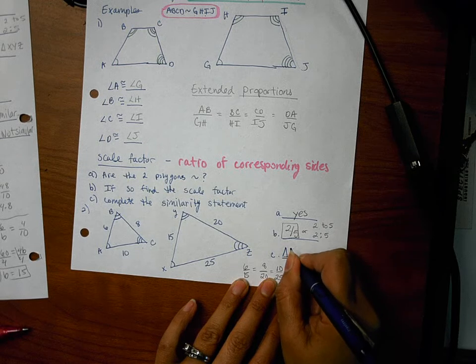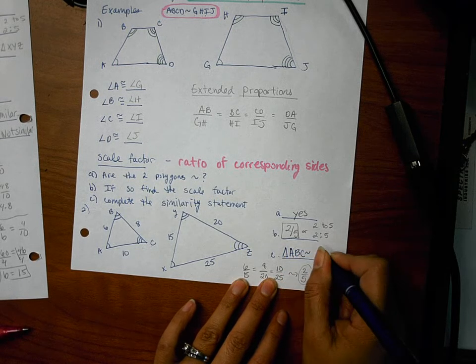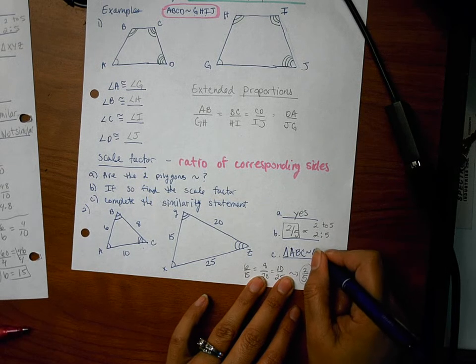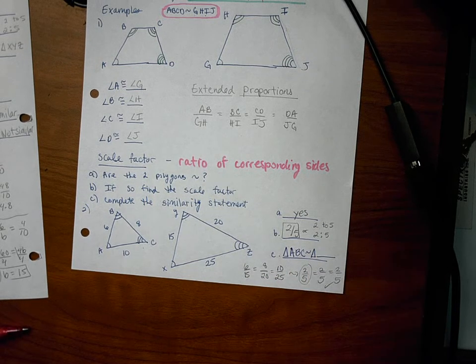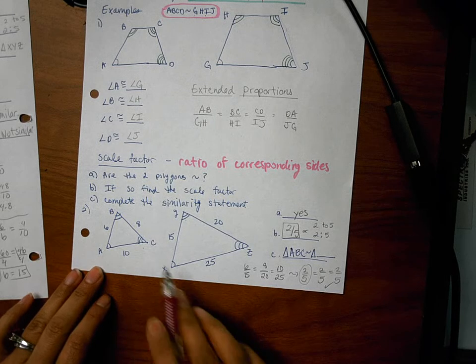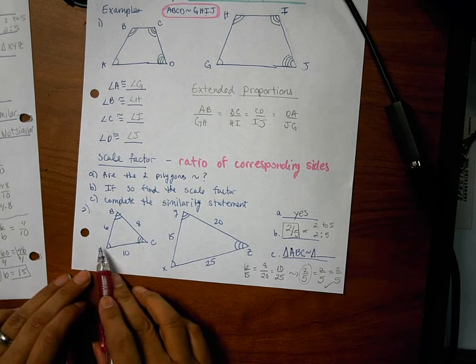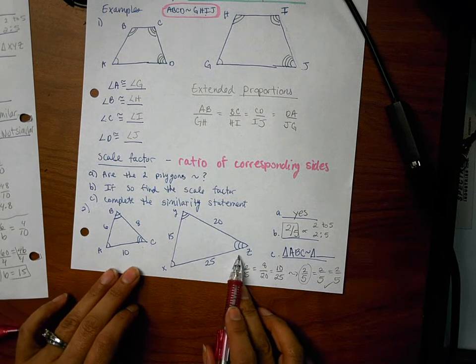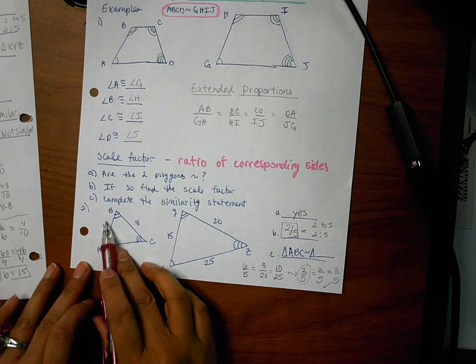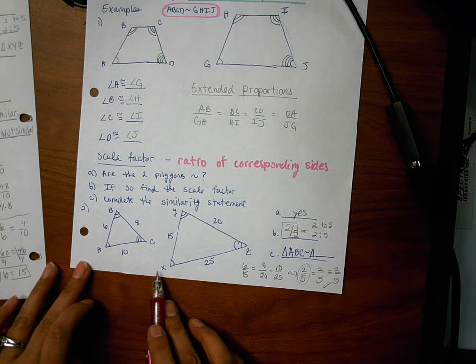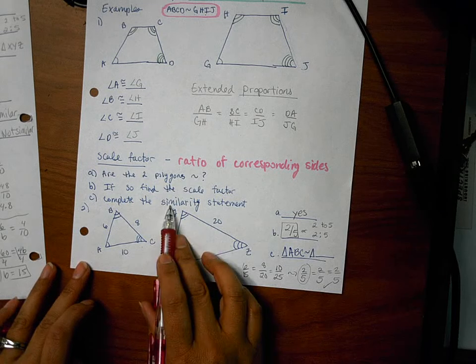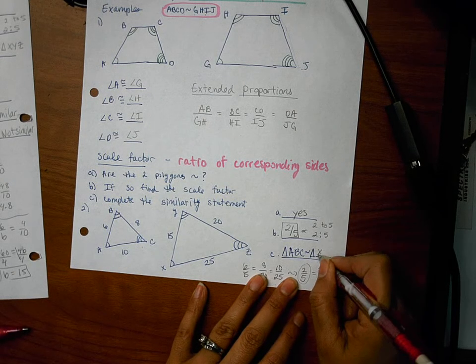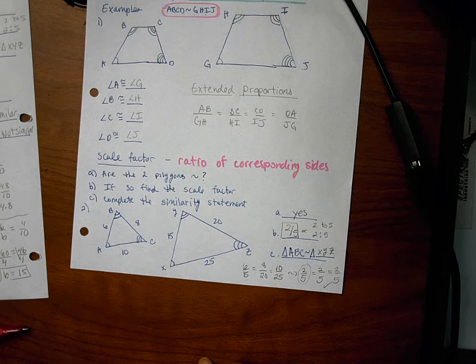Okay, similarity statement. This first piece will be given to you, and I should have given it to you earlier. Triangle ABC is similar to triangle blank. Okay. So yes, it's similar. The scale factor is 2/5. ABC went from 1, 2, 3, so I'm going to go 1, 2, 3. Or you went small side, medium side, large side: small, medium, large, X, Y, Z.